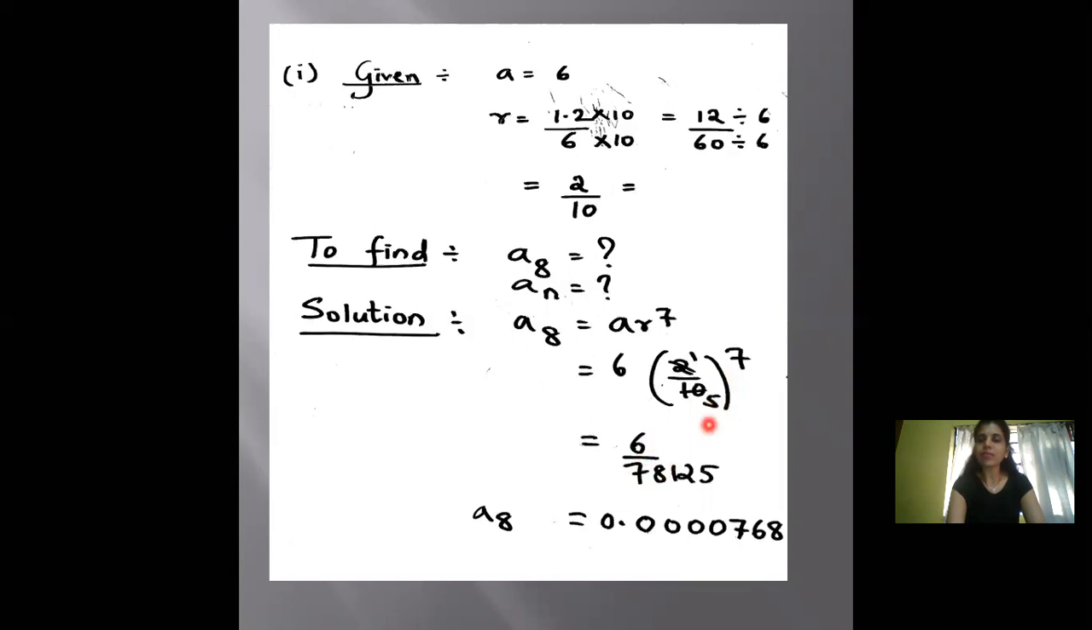Now you can keep this particular value as 6 upon 78125 for your exam. You're going to get full marks. If you want, you can divide also, but do not waste time. If in exam, just keep it like that. Leave it till here. Multiply 5 seven times and keep it till here. Now I have divided and I got the value as 0.0000768. Okay, children. So till here also, if you keep the final answer for the 8th term as 6 upon 78125, it's fine. And now we go to the next question.